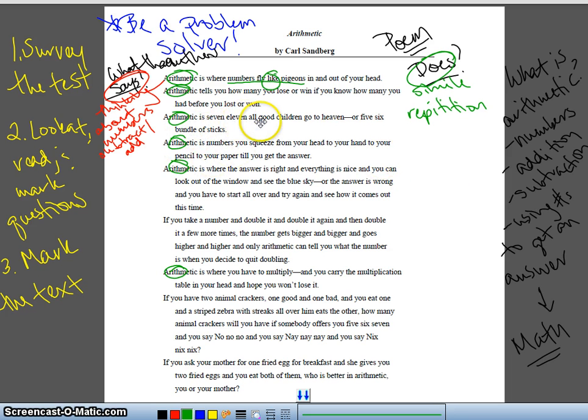"Arithmetic is 7-11, all good children go to heaven, or 5-6, bundle of sticks." Well, 11 and heaven and 6 and sticks, that sticks out to me as rhyme. In terms of what the author is saying, it really just sounds like they're talking about the fact that numbers are used in children's games.